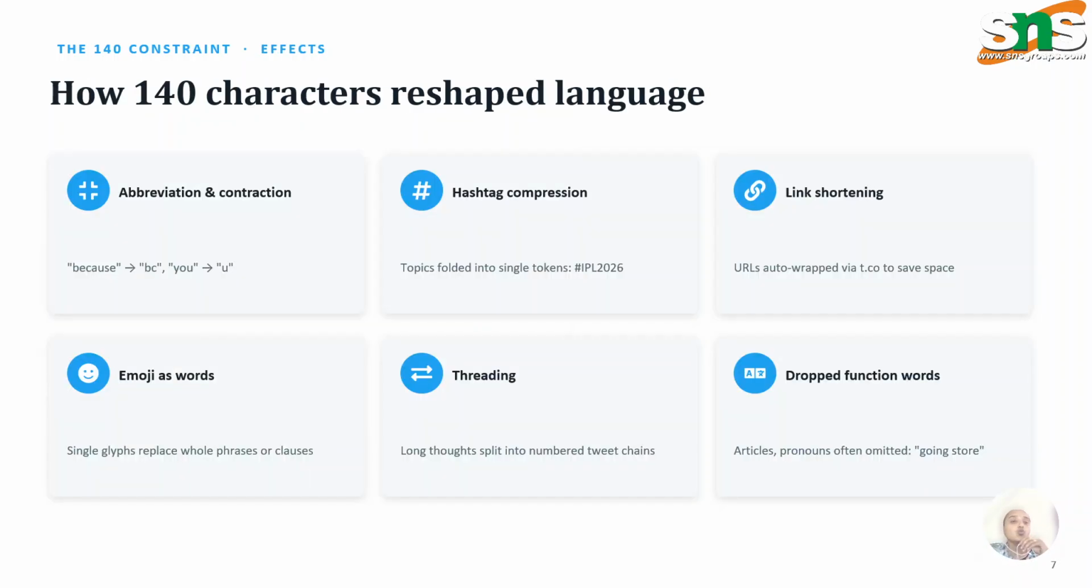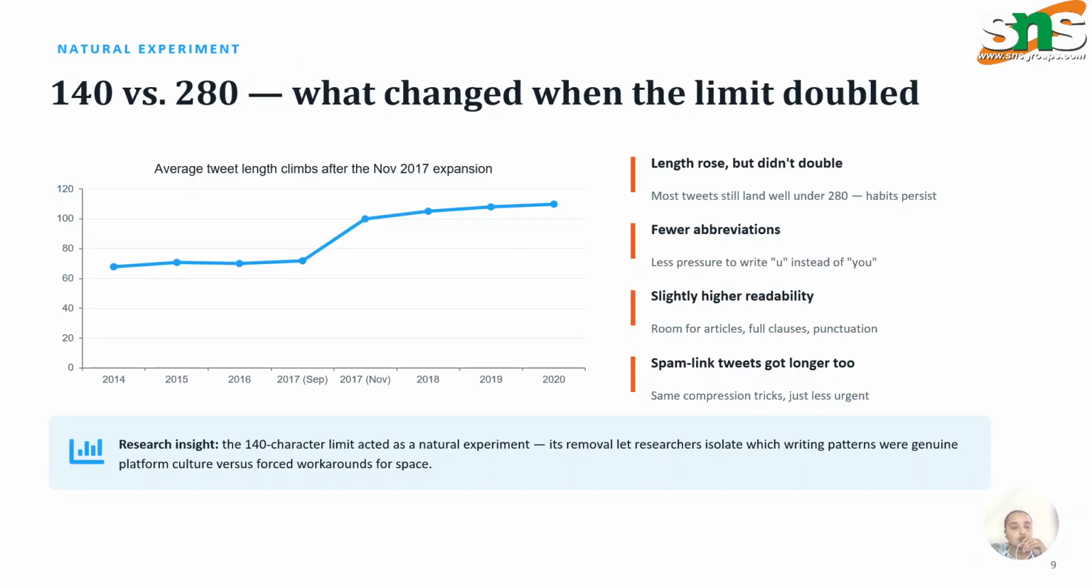Okay, next one, how 140 characters reshaped the language. So this is called a natural experiment: 140 versus 280. What changes when the limit doubled? So these are all shown in the graph. Length rose but didn't double. Fewer abbreviations, slightly higher readability. Spam links no longer dominate.